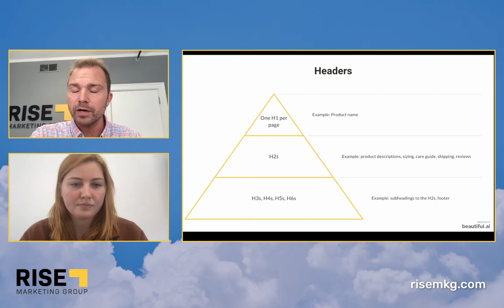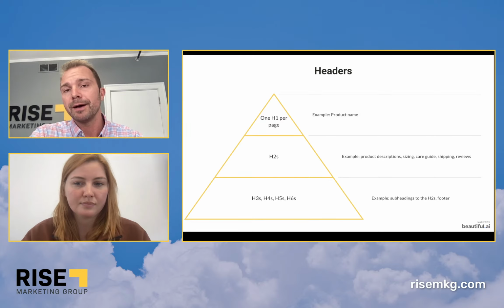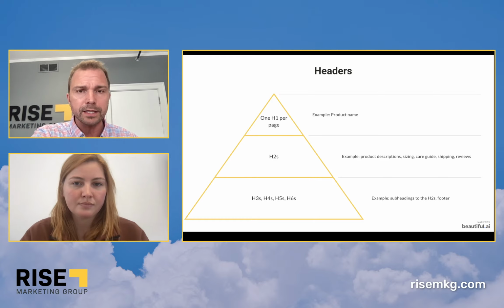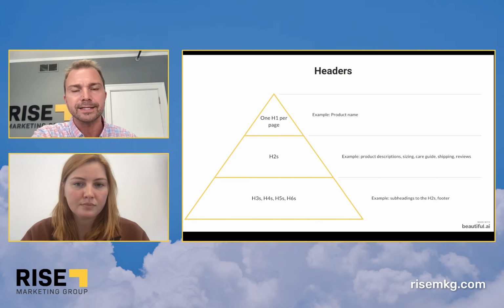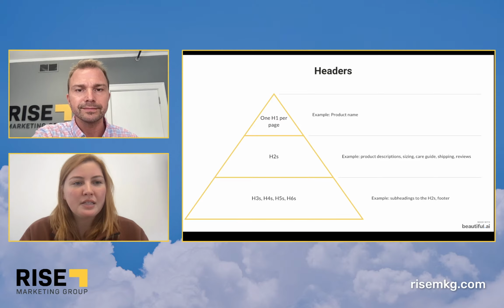So let's pivot a little bit into headers. Headers have been a strong SEO signal over the past 15, 20 years, probably pretty much since the start of Google. Still a very strong contextual signal. So let's break this down, Jill. Tell us a little bit about what headers are and what's the difference between an H1, H2, all the way down to an H6. Headers are the categories of content on your page.